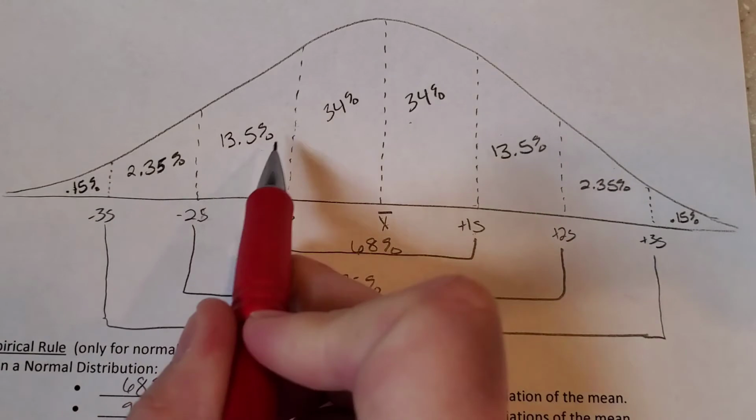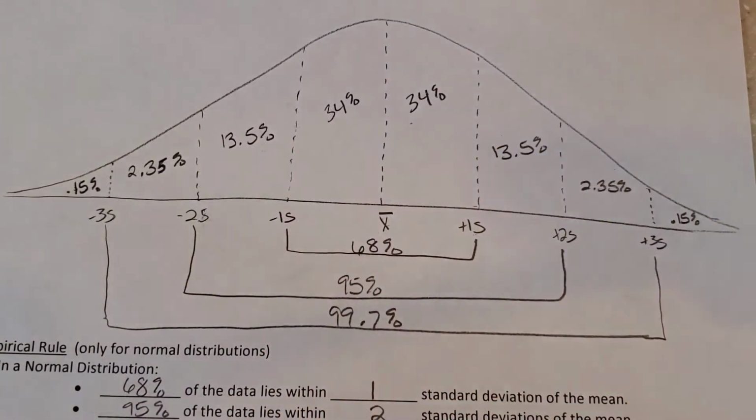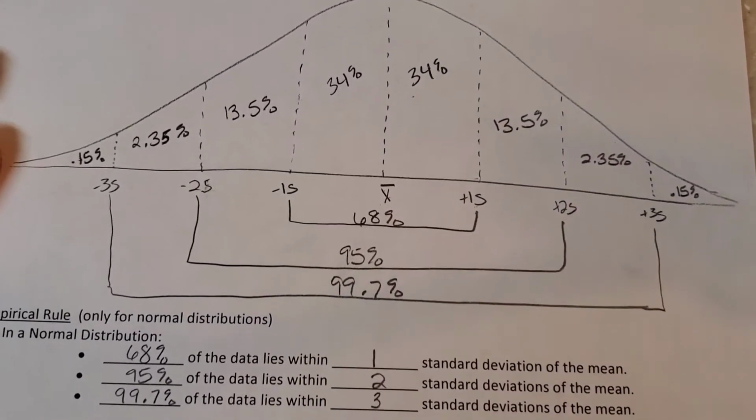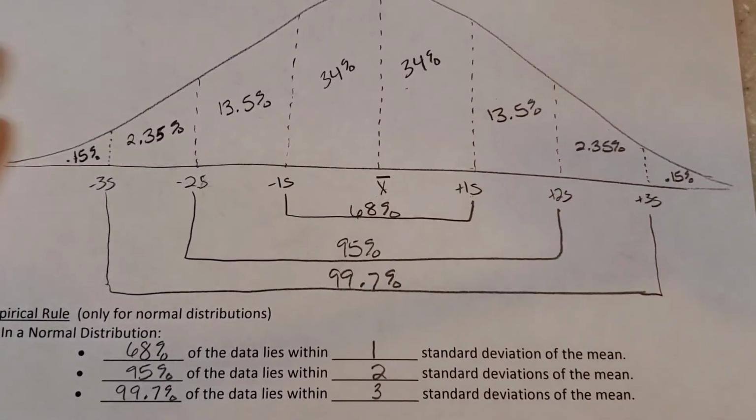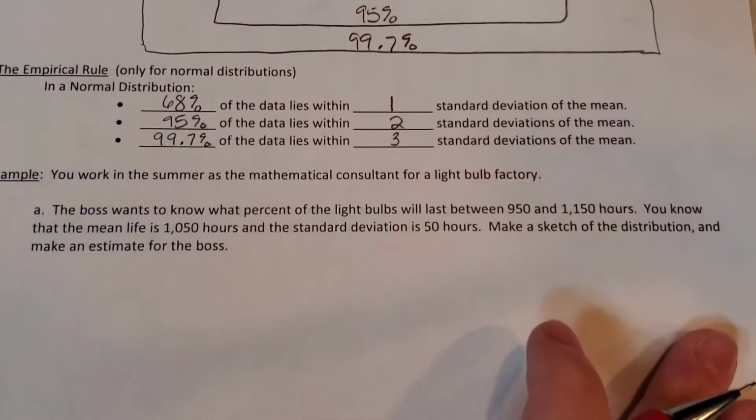And so now if we add all these percentages up, we do get the 100% that we expect. And so we can see where all of our data will fall.